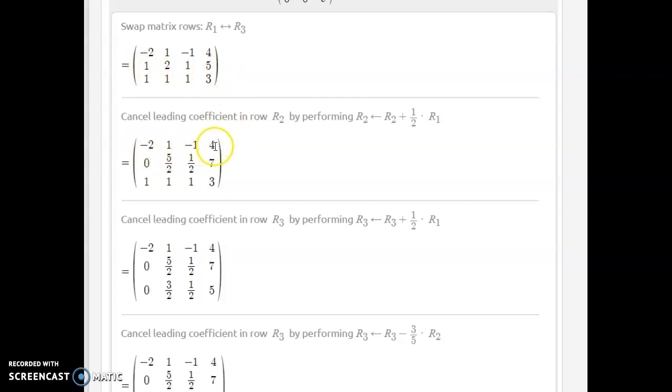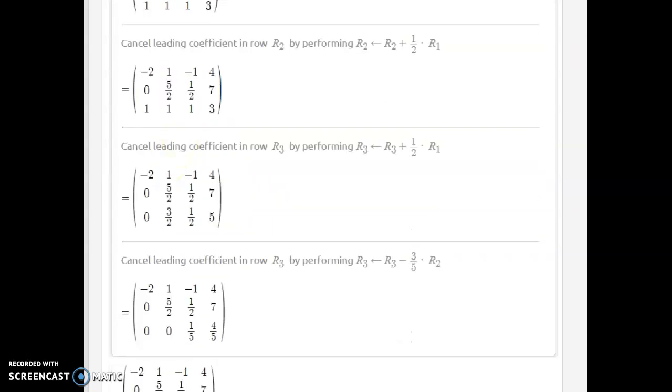Notice the first one stays the same, the third one stays the same, but the second row changes. And there's the 0, because -2 times 1/2 plus 1 is the 0. And of course, everything else has to be added as well. So 1/2 times 1 plus 2, that's the 5/2 that you see here, and so on.